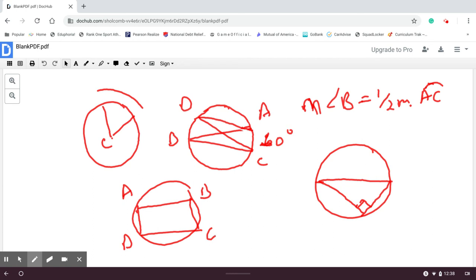Since all of these arcs are twice the measures of the angles, and we've got 360 degrees, we now can say that the opposite angles have to be supplementary. Well, I can't really draw it as congruent, but just supplementary. In other words, D and B, the measure of angle D plus the measure of angle B equals 180. And you would say the same thing for A and C.